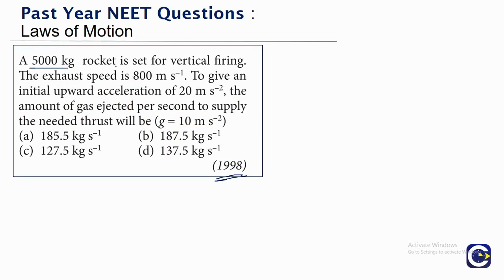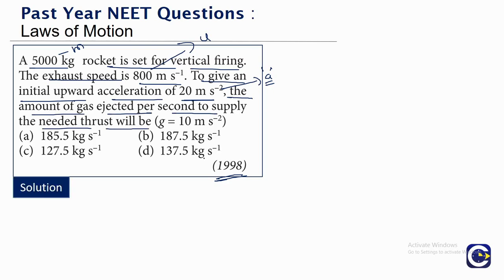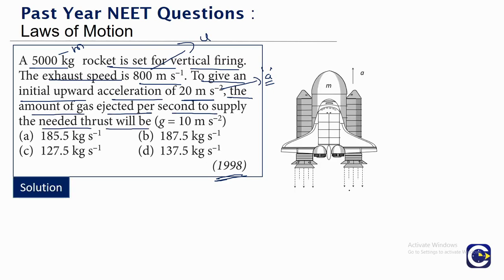A 5,000 kg rocket is set for vertical firing. Exhaust speed is, so this is the mass of the rocket, this is u, the exhaust speed. To give an initial upward acceleration of 20 meter per second square, means here we are looking for an acceleration for the rocket. The amount of gas that should be ejected per second to supply the needed thrust is, look at this, what is happening here. The ejected gas is coming down. The rate at which the gas is ejected is minus dm by dt.